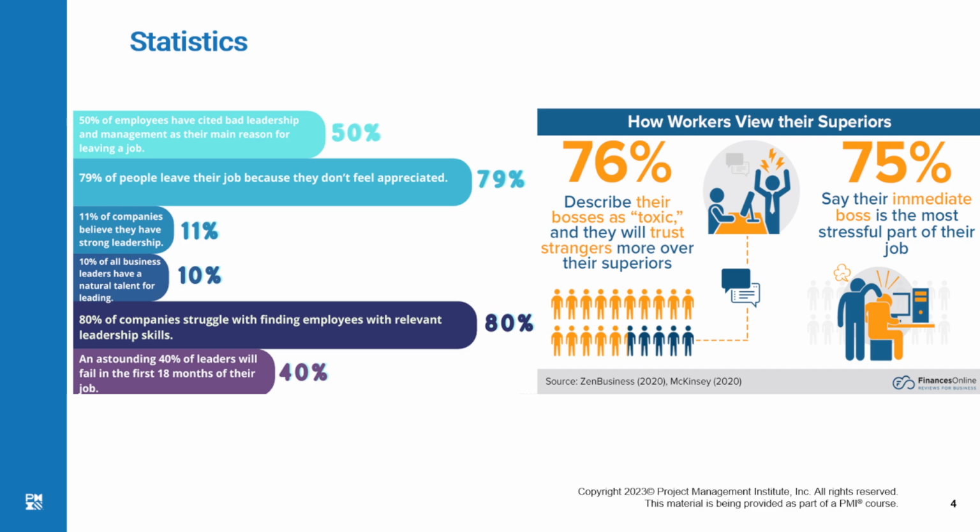75% say that their immediate boss is the most stressful part of their jobs. About the same number, 76, 75, is about the same. So, if you go to a company, ask the employees, how is your boss? They'll tell you. Usually, bad person, treats people badly, stresses me out.